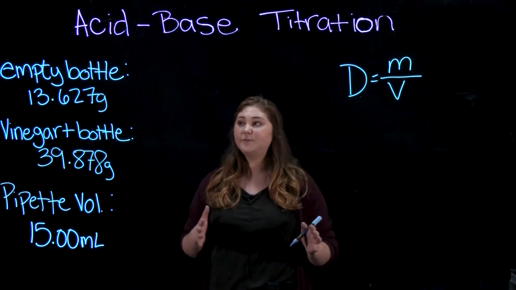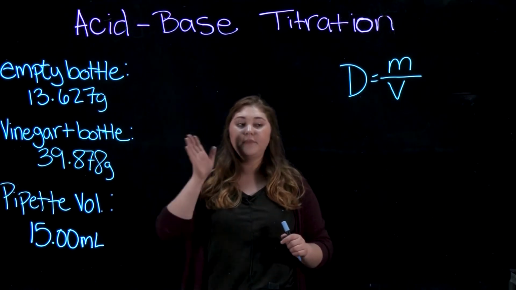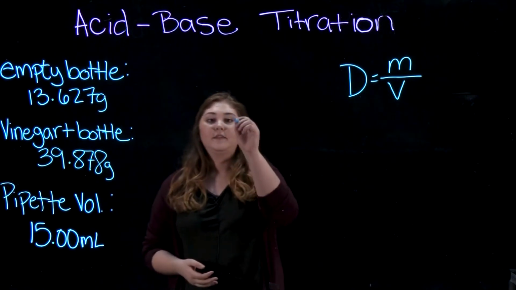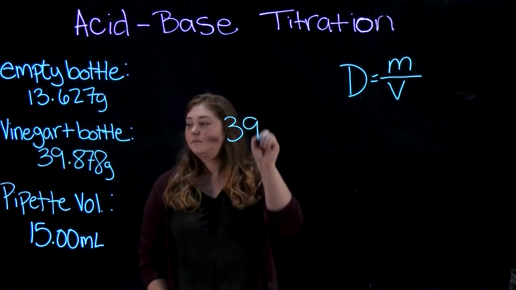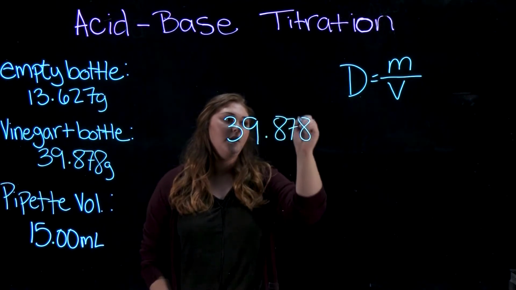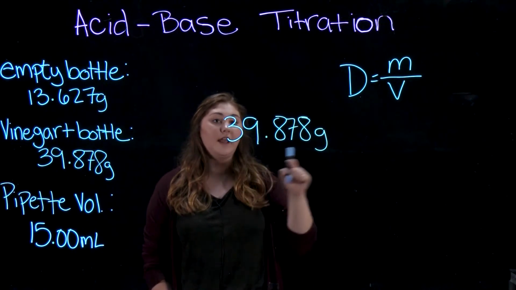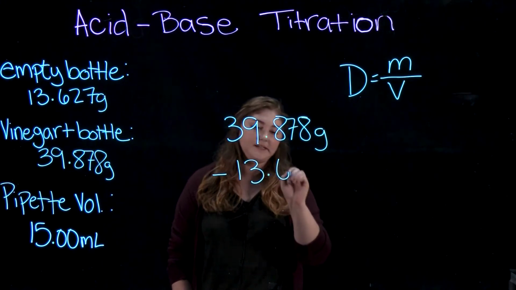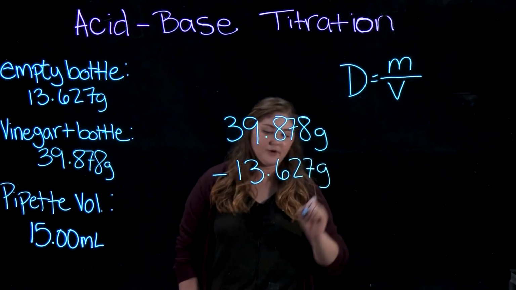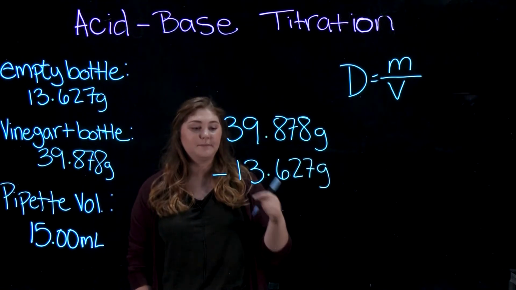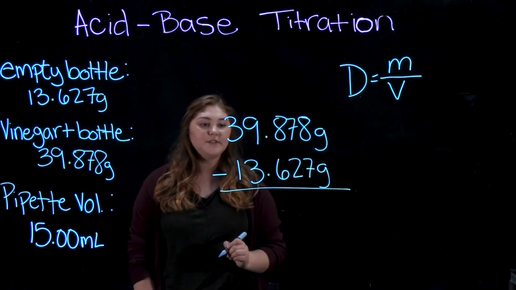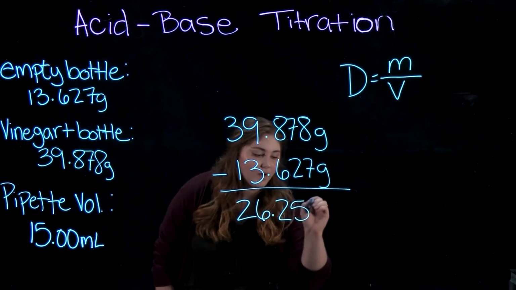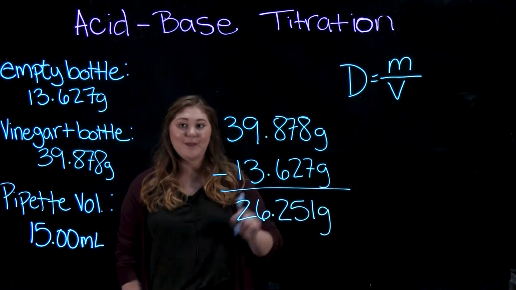To start with, we can subtract the mass of our empty bottle from the mass of the bottle with the vinegar. Using my data, I would take 39.878, which again is the mass of vinegar and my bottle, and subtract 13.627 grams, which is the mass of the empty bottle. Once I do this calculation, I would find that I have 26.251 grams of vinegar in my bottle.